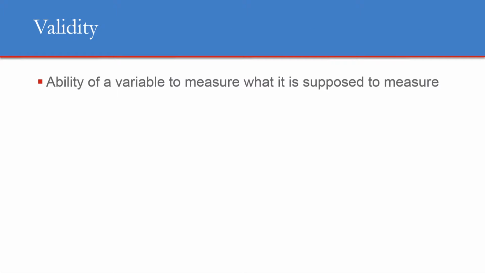By validity, we refer to the ability of a variable to measure what it is really supposed to be measuring. There are various types of validity. Face validity is a simple and subjective way of simply examining at face value if a measure appears to measure what it purports to do.